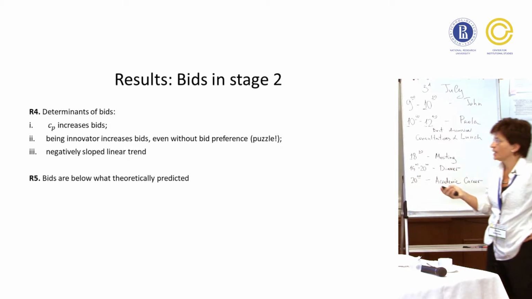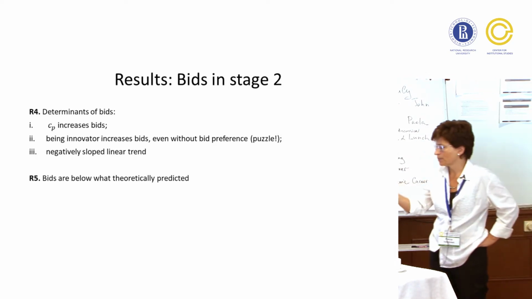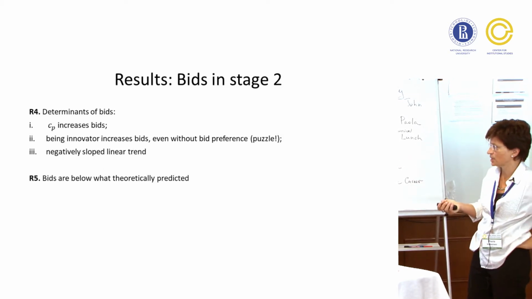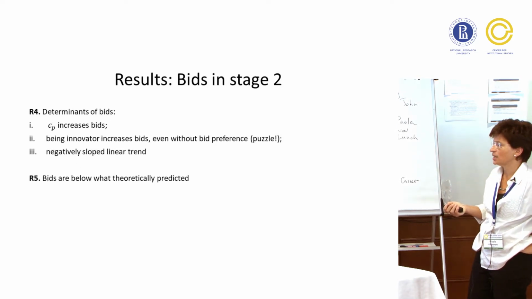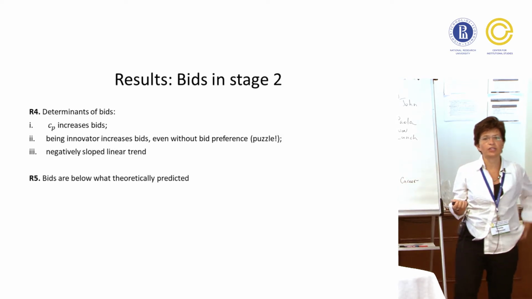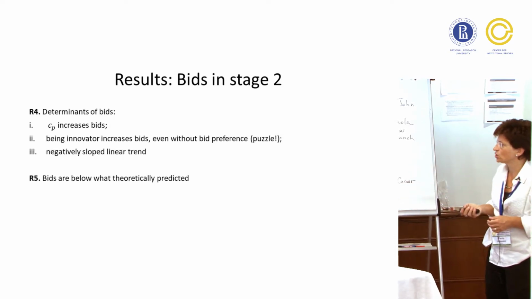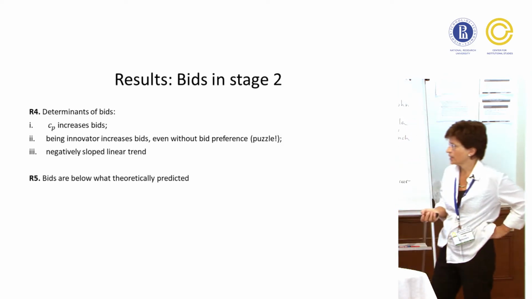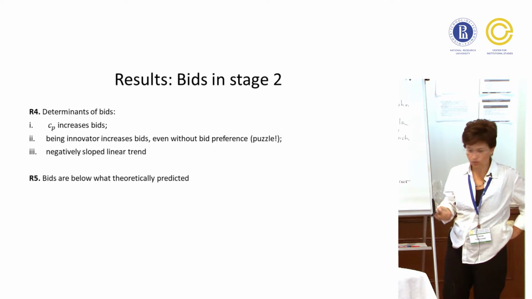So again, about bids in stage 2, what we see is that the cost, which is randomly extracted in stage 2, is increasing the bids. If you are an innovator, you will have a higher bid, but this happens even if there is no bid preference, and this is puzzling with respect to the theoretical prediction. And the trend is negative, but it is not really so relevant. And all the bids are below what the theory predicted, but as I told you, we are still working on this result.